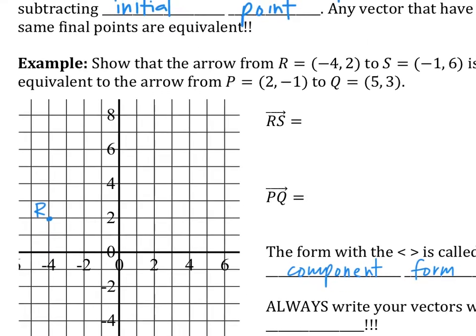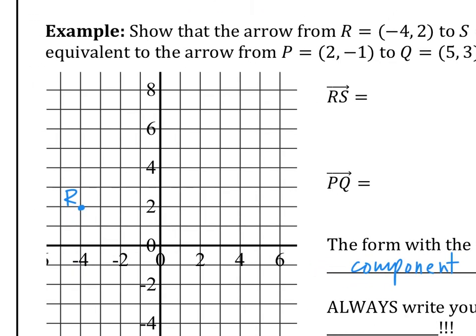And S is -1, 6. All right, I'm gonna have you talk to your partner. Which direction will this vector point? To R or to S? All right, let's vote. How many people say it's gonna point towards R? How many people say it points towards S?